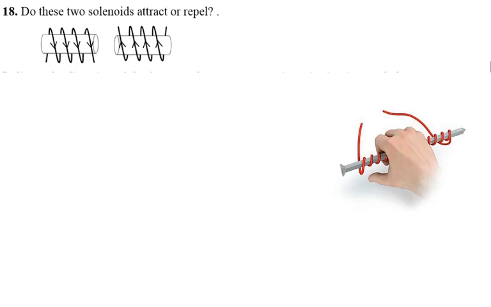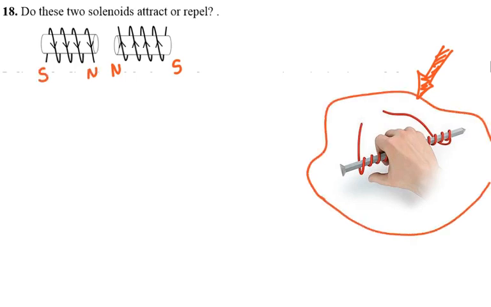For the next question, they say determine whether the two solenoids or coils will attract or repel. So for the one on the right, if I use this rule, then I will see that this is north and this is south. And if I use it on the one on the left, I also see this is north and this is south. So I'm using this rule shown in the picture where the fingers are aligned with the direction of the current and the thumb shows me which one is north and which one is south. So these two will repel.